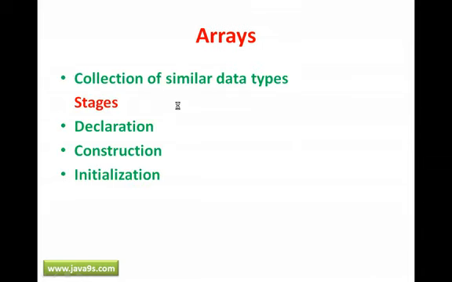Java arrays are simple collection of similar data types, but they always have a definite limit to store the number of elements. It has got three stages to create the arrays and utilize them in the program. So the first one is the declaration phase, the second one is the construction phase, and the third one is the initialization phase.